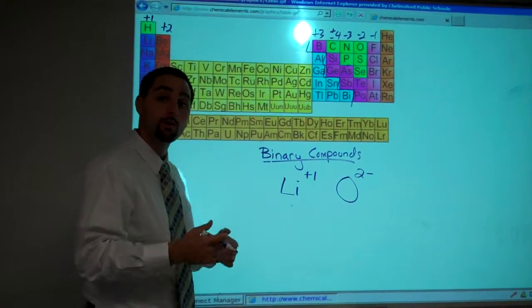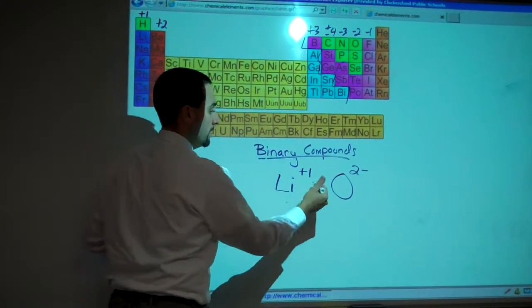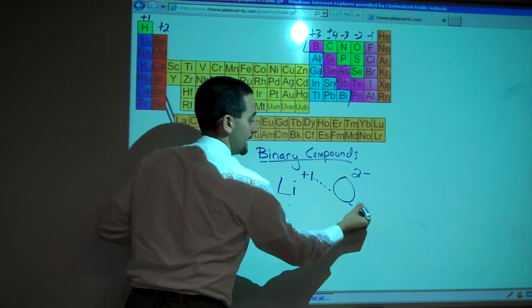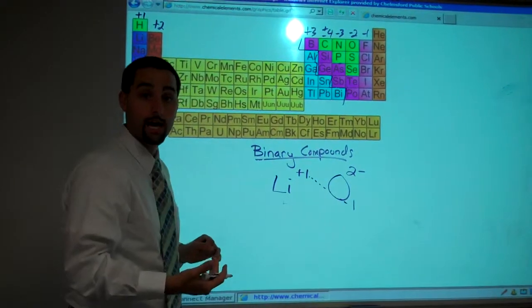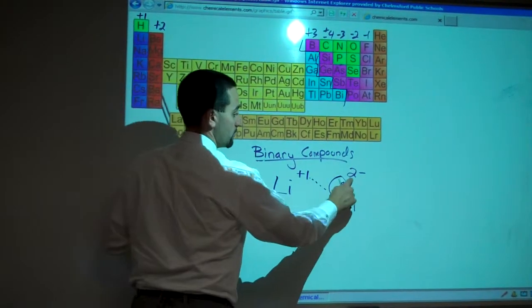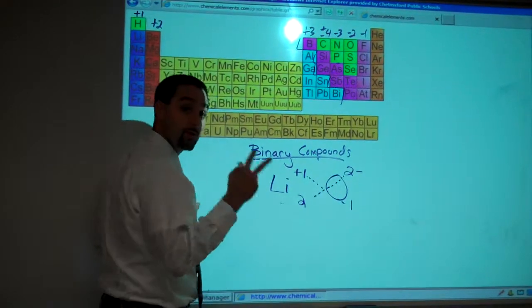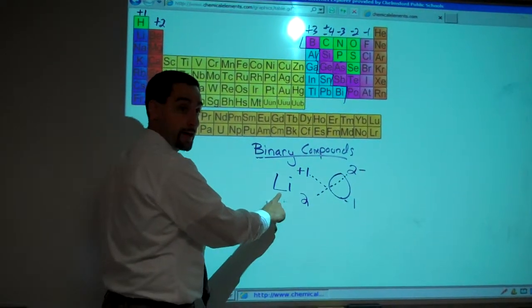What I do is I do what's called the crisscross method. I take the charge of the cation, here 1, and I crisscross it as a subscript for the anion, in this case oxygen. And I do the same with oxygen's charge. The 2 negative crisscrosses. It becomes the subscript 2 for the lithium cation.